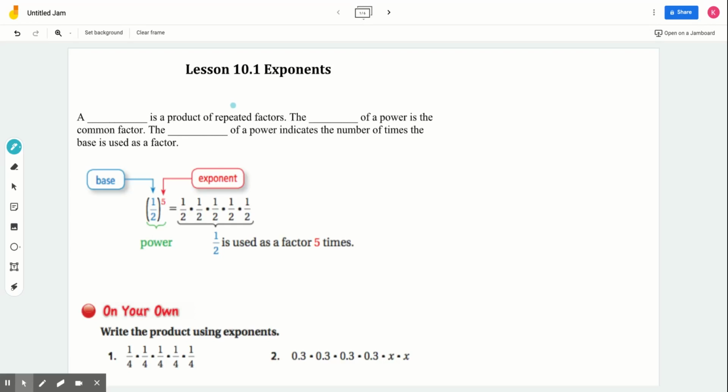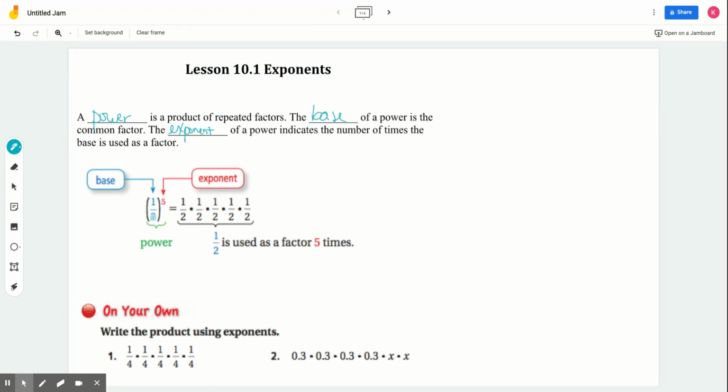Today we'll be talking about lesson 10.1 on exponents. So a power is a product of repeated factors. Remember, product means multiplication. The base of a power is a common factor, and the exponent of the power indicates the number of times the base is used as a factor.